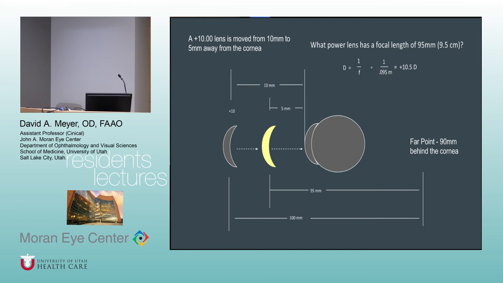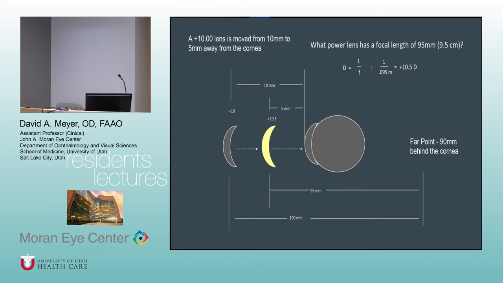And if he says, "All right, well, I want to move my glasses from that point to this point," well, the far point doesn't change. It's still here. And so you're saying, "Well, what's this distance here?" You're subtracting 5, so this distance is 95 millimeters. So what lens has a focal length of 95 millimeters? You do the same equation. D is 1 over F, 1 over 0.095, 10.5. So the glasses that would suit him the best, if he likes to put them that close to his eyes, a +10.5.